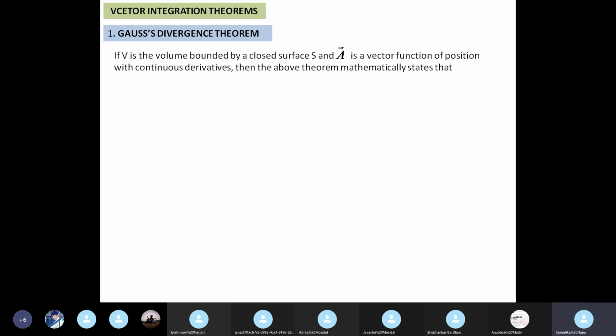Now the formal statement is like this: if V is the volume bounded by a closed surface S and A is a vector function of position with continuous derivatives, then the mathematical statement of Gauss's divergence theorem is this: volume integral of divergence A dV is equal to surface integral of A dot n cap dS.